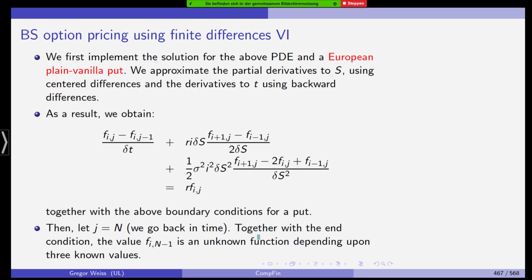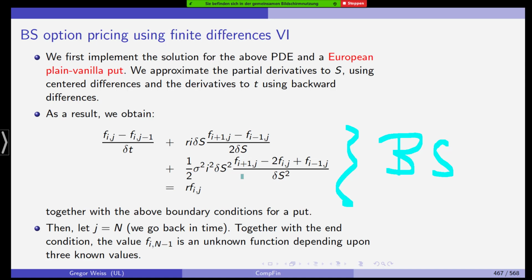Okay, so let's first implement the solution for the above PDE and a European plain vanilla put. And we approximate the partial derivatives with respect to S using symmetric differences and the derivatives with respect to T using backward differences. You can combine this. You can use different finite differences for S and for T. So as a result, we get this equation, F_i,j minus F_i,j-1 divided by delta t plus, and so on. This is simply the Black-Scholes partial differential equation with the partial derivatives being substituted by the finite differences.